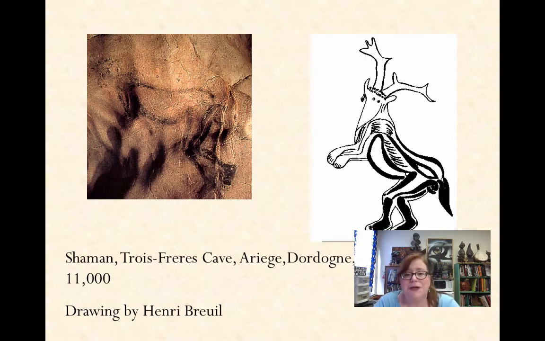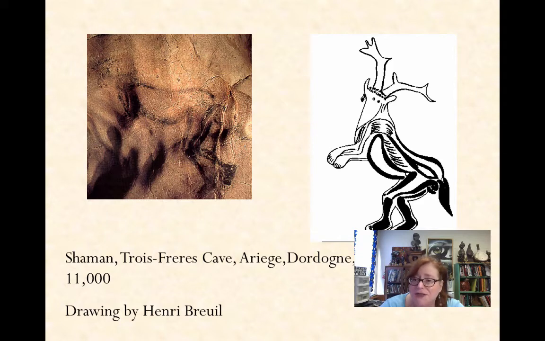I have this slide here because this is just an example of how things are constantly being updated and discovered, and sometimes initially might have been misinterpreted. So on the left is an image that has come to be known as the shaman of the Trois Frères Caves, or the Cave of Three Brothers, in the Dordogne region of France, and a drawing on the right by an early 20th century anthropologist named Henri Breuil, who really wanted to find a link between ancient European cultures coming up into modern times, and he called this a shaman.